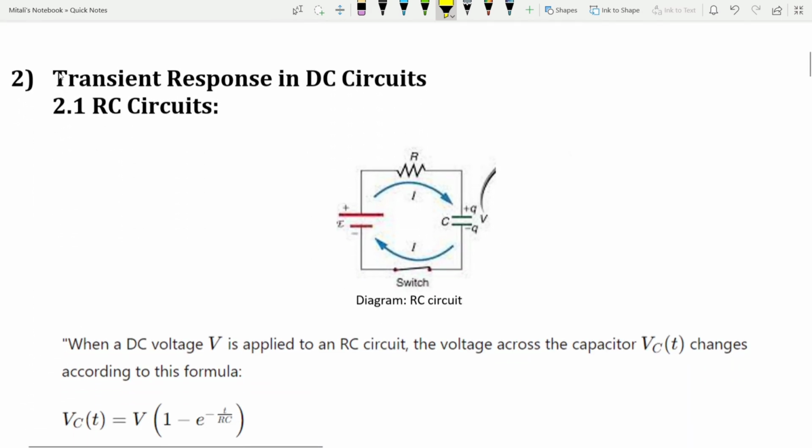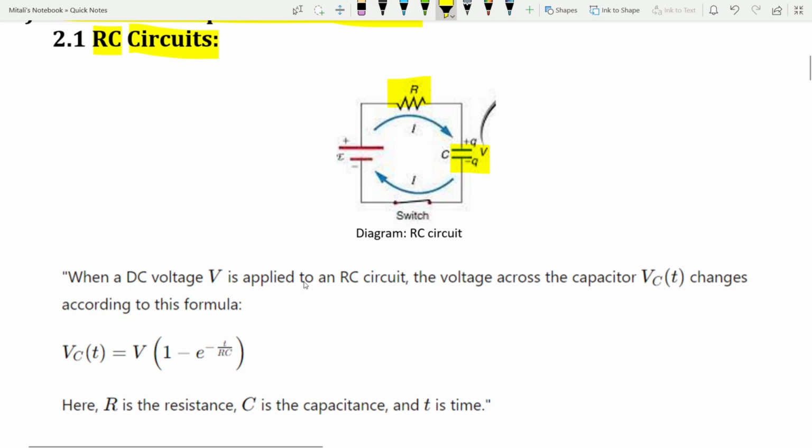Our section 2 is transient response in DC circuits. Let's start with DC circuits. We will focus on two key components: resistors and capacitors, the RC circuit, and resistors and inductors, the RL circuit. In an RC circuit, the transient response occurs when a capacitor charges or discharges through a resistor. Let's look at the charging process first.